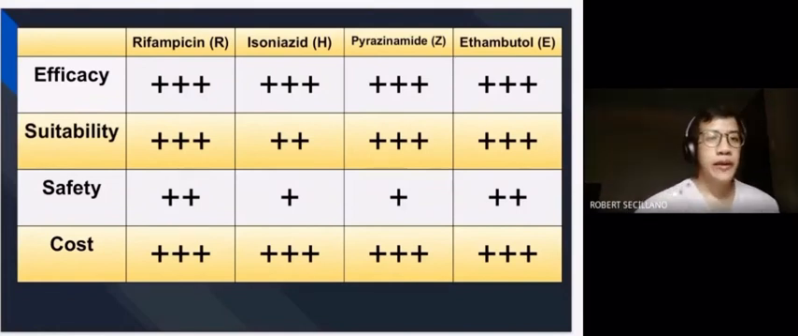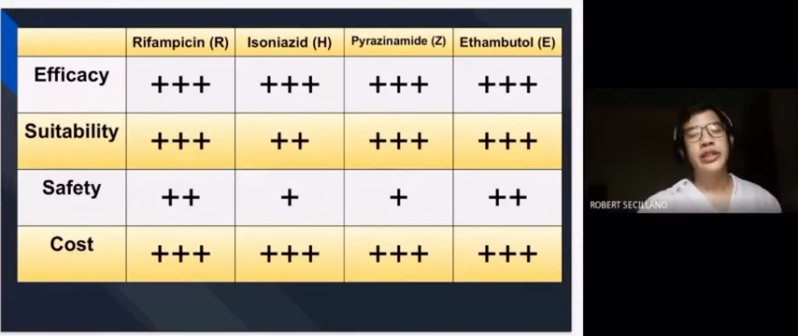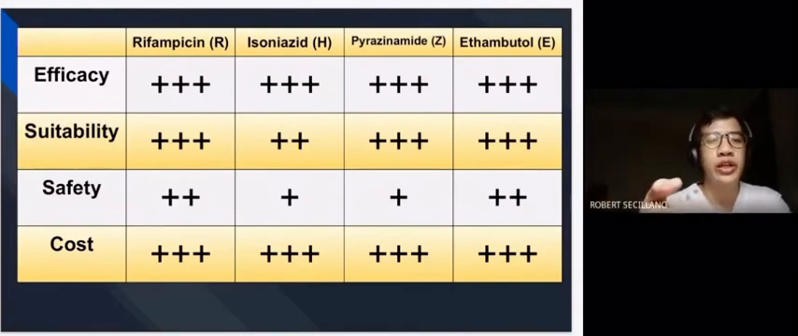So next is the pyrazinamide. So I placed 3 plus because it is also indicated for the patient, because addition of pyrazinamide will reduce the duration of the treatment from 9 months to 6 months without losing the efficacy of the therapy. Also, it is well absorbed in the GIT, and it is widely distributed in the body tissue, including inflamed meninges. It is metabolized by the liver, but metabolites are renally cleared. That's why I placed 3 plus for pyrazinamide's suitability.